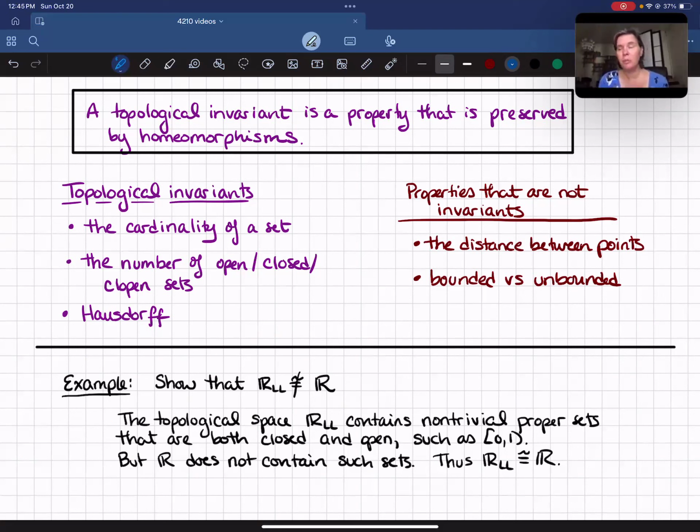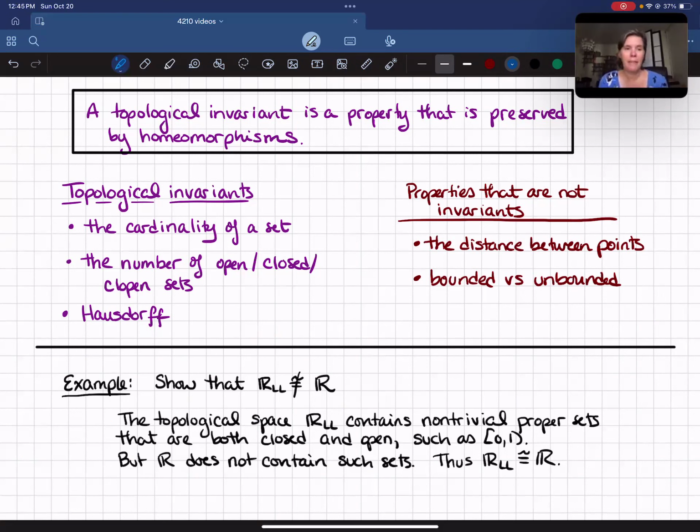Like if two sets are homeomorphic and one of them has 5 elements, then the other one also has 5 elements. Or if one of them is countably infinite, then the other one is countably infinite. If one of them is uncountable, then the other one is uncountable. Two spaces that are homeomorphic have to have the same size. And that's just purely because homeomorphisms are bijections. It doesn't even use continuity.